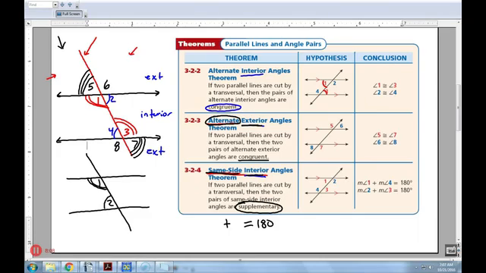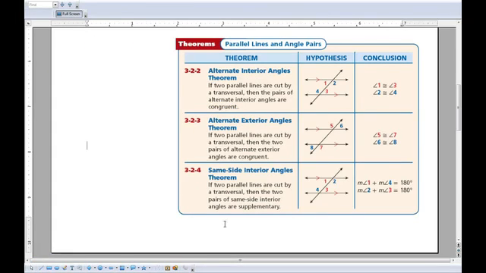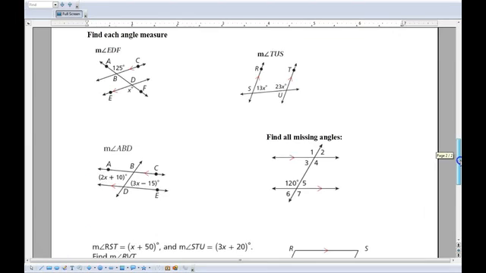So basically you have 4 pairs that you need to know about: alternate interior, alternate exterior, same side interior, and then the first one up top, the corresponding angles. And you're going to see some of those in your practice today. Alright, let's scroll down and look at some examples.